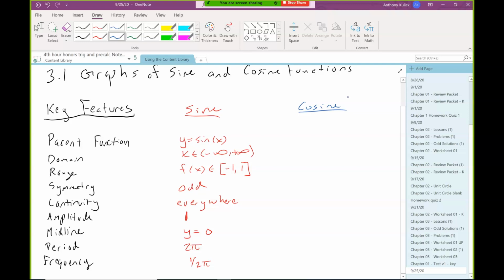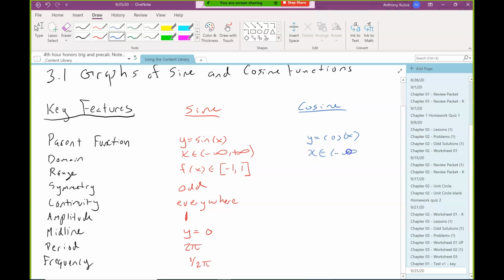And now I'm going to do the same list for cosine. Don't worry if you're not sure what all these things mean. We're going to define some of these unfamiliar terms in a moment and draw a little picture to illustrate what we mean by that.